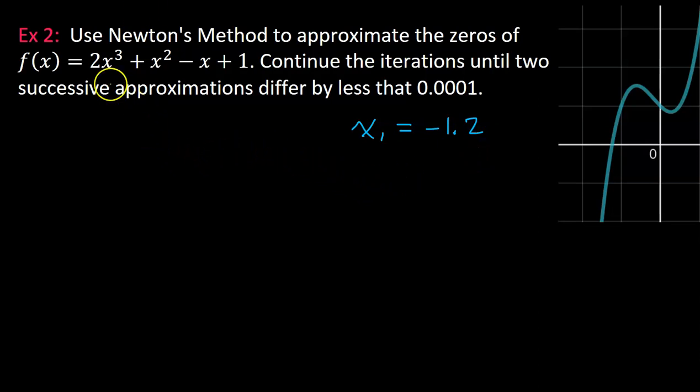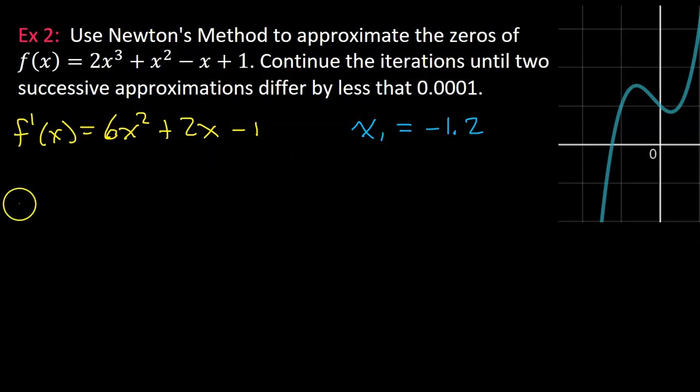For Newton's method, we are going to need the first derivative. So using the power rule, we're going to get 6x squared plus 2x minus 1. And then the constant gives us nothing. So here's the first derivative.